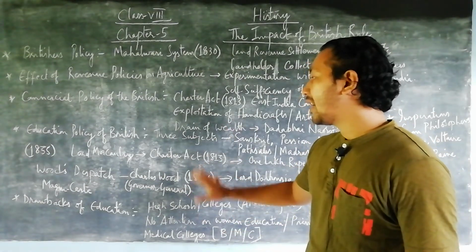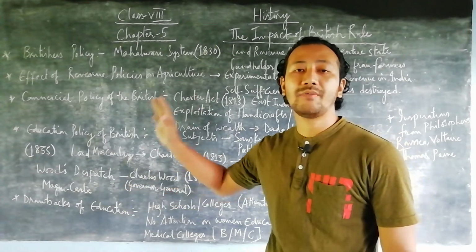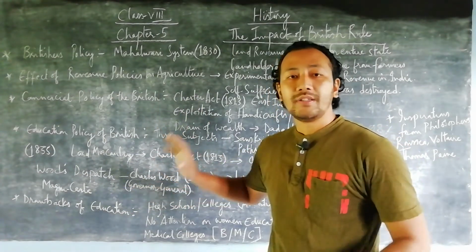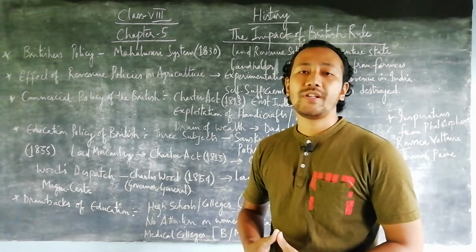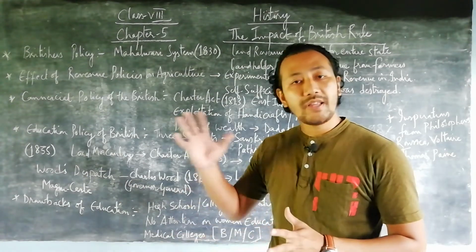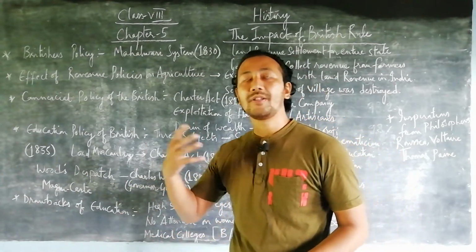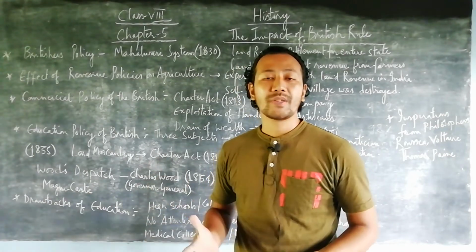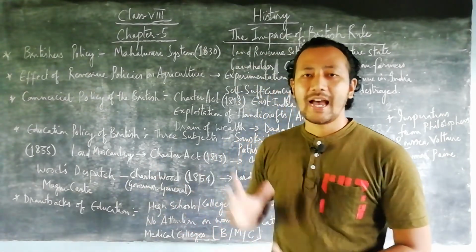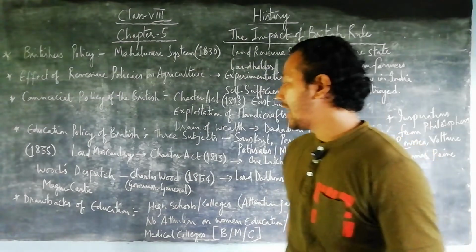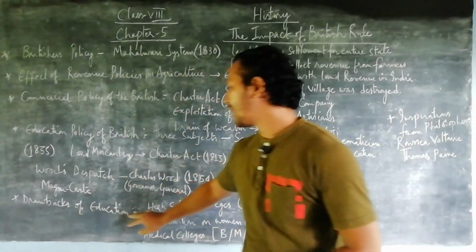So we see how Lord Macaulay as well as Charles Hood thought of introducing a new kind of Western education in English, so that even the Indians could know the new languages that they could gain through lots of knowledge, ideas, philosophers and so on. And next, the topic known as drawbacks of education.